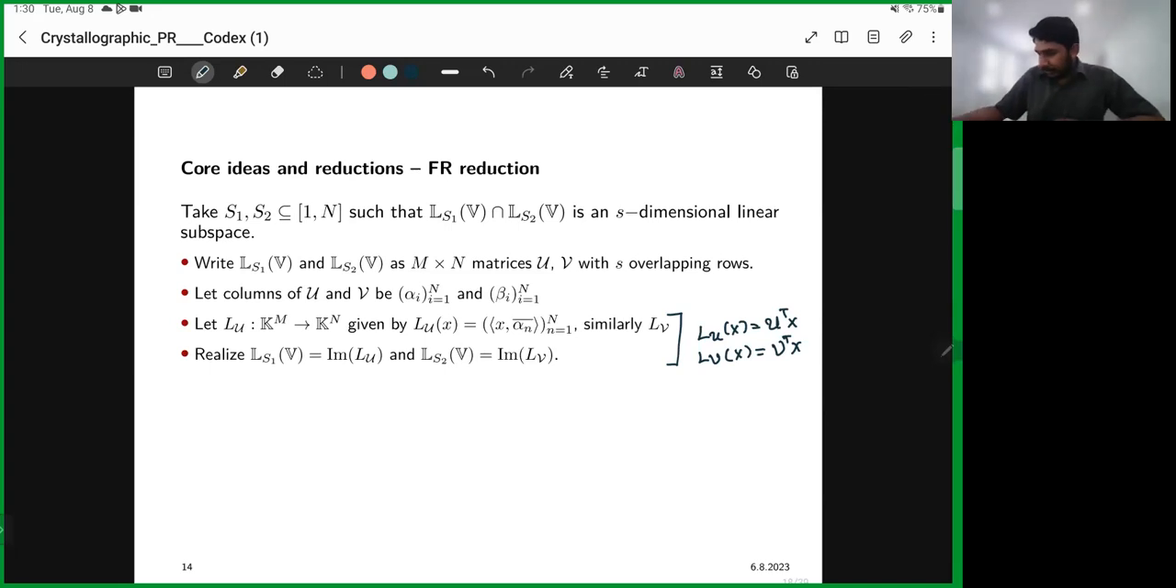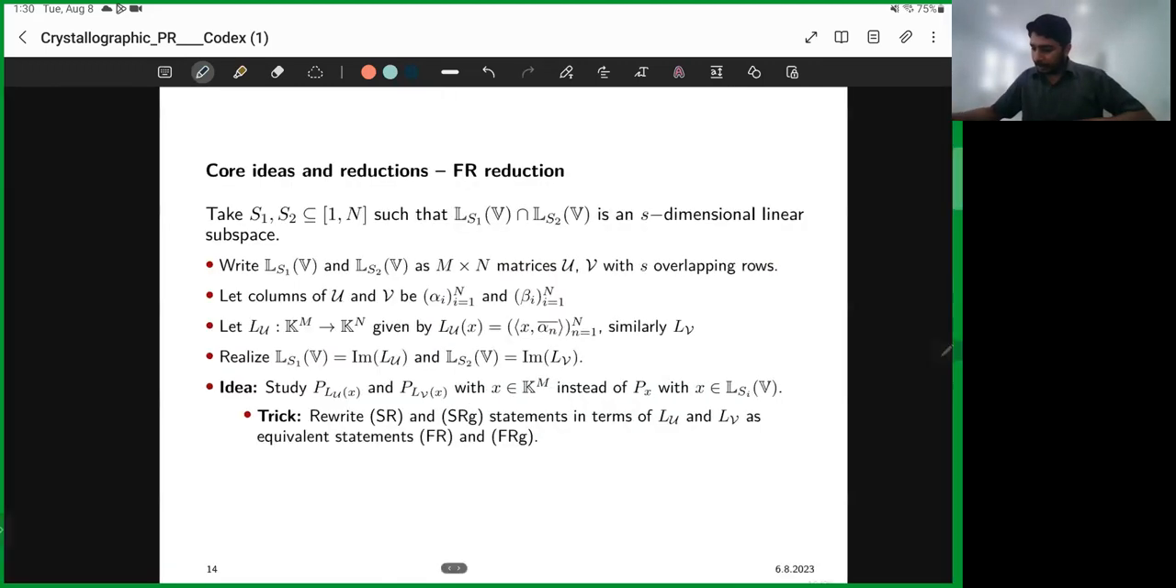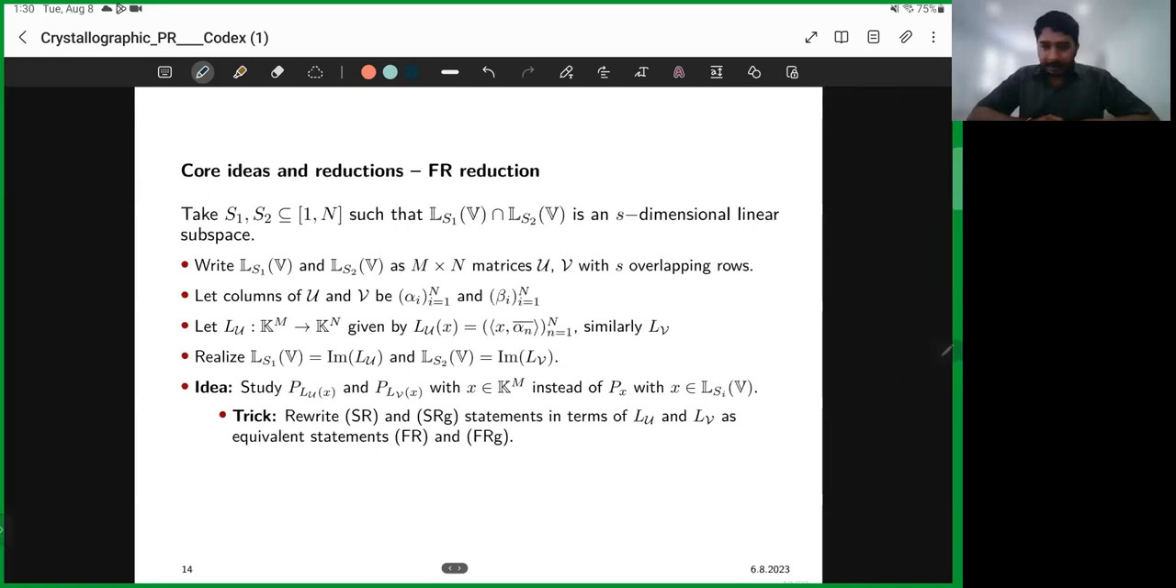And I realize, obviously, that the image of LU is the subspace LS1 of V, and the image of LV is LS2 of V, just by construction. So it's the same old story from before. And here's the idea for the reduction. Instead of studying the power spectrum with X in Km, I'll study PLU of X and PLV of X instead of this guy.